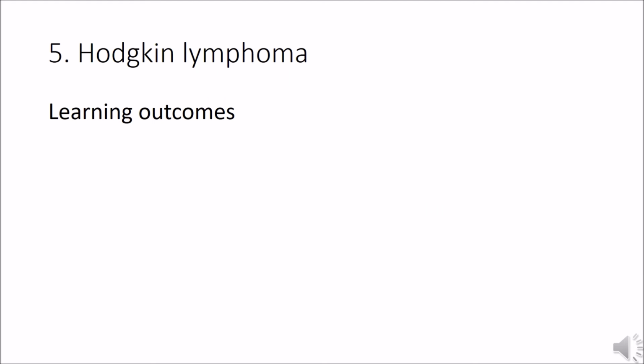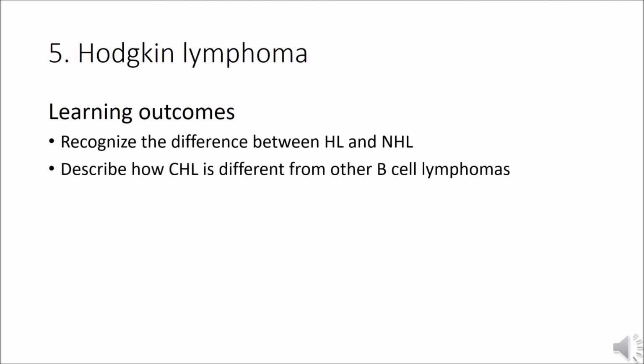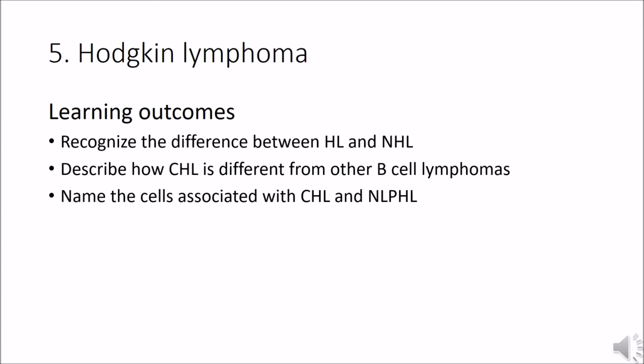By the end of this section, you will be able to recognize the difference between Hodgkin lymphoma and non-Hodgkin lymphoma, describe how classic Hodgkin lymphoma is different from other B-cell lymphomas, and name the cells associated with classic Hodgkin lymphoma and nodular lymphocyte predominant Hodgkin lymphoma.